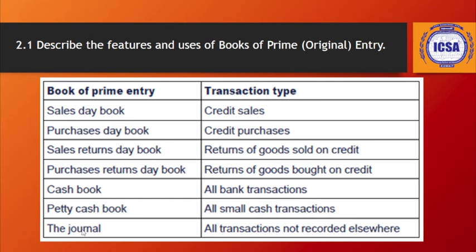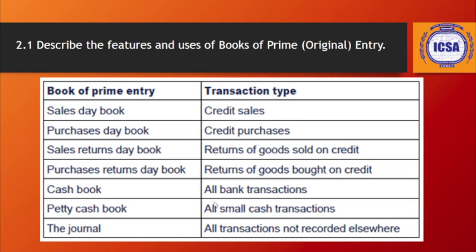Then there comes another most important book of prime entry, that is called the journal. Any transaction that cannot be linked to these books of prime entry: sales day book, purchases day book, sales returns, purchases returns, or cash book, any entry that is not to be categorized in these books, could be entered in the journal. What kind of entries could it be? It could be any entry regarding capital, it could be drawings, or any income or expense on credit that could not be recorded in cash book would be recorded in the journal.